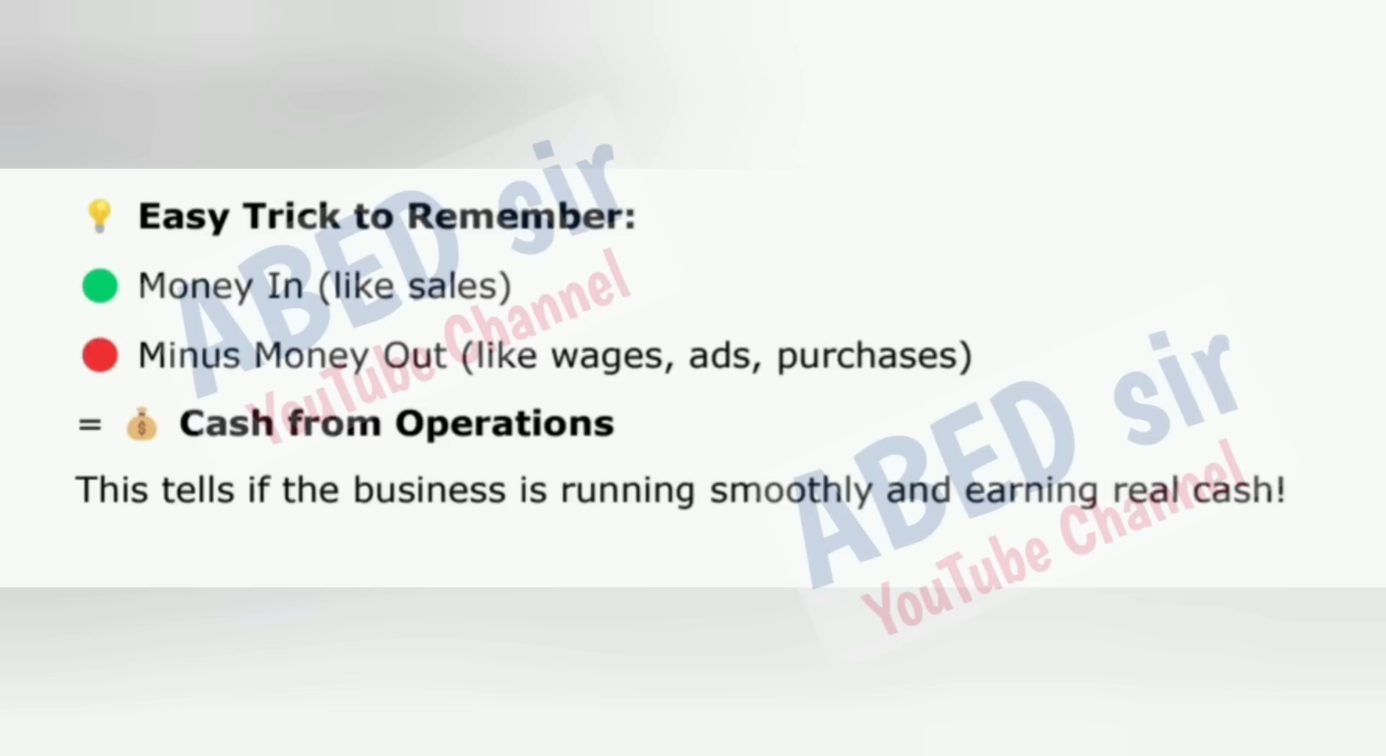Easy trick to remember. Money in, like sales, minus money out, like wages, ads, purchases, is equal to cash from operations. This tells if the business is running smoothly and earning real cash.